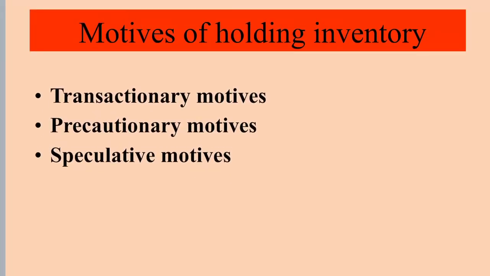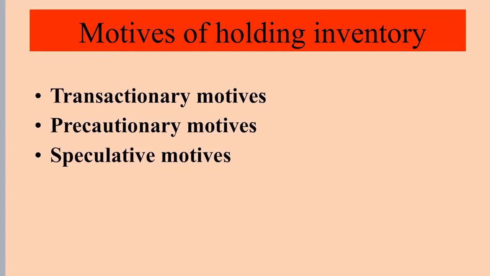The next topic is motives for holding inventory. These are three motives for which inventory should be held in the organization. Number one is the transactionary motive. Transactionary motive means inventory is required for transaction purposes. That means it should be allocated to the production department so that finished goods can be made. For this aspect, when we store the items or make inventory, this motive is the transactionary motive.